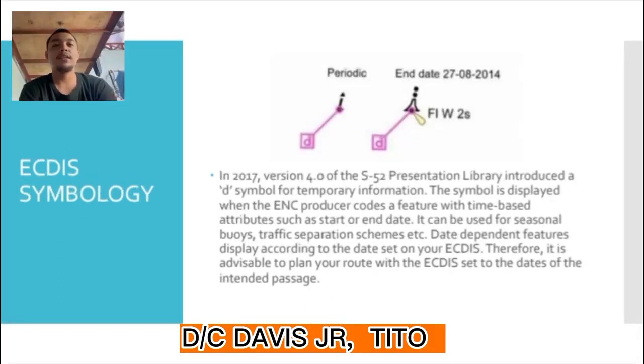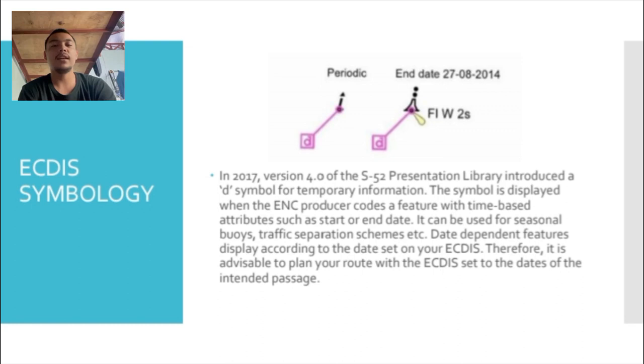This is Decadet Davis Tito Jr. I am discussing the ECDIS symbology. In 2017, version 4.0 of the S-52 presentation library introduced this symbol for temporary information. The symbol is displayed when the ENC producer codes features with time-based attributes such as a start or end date. It can be used for seasonal buoys, traffic separation schemes, and so on.